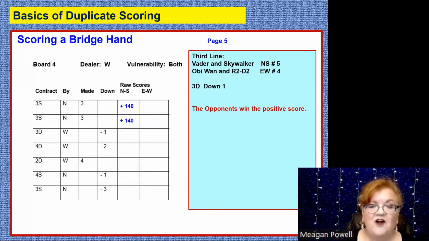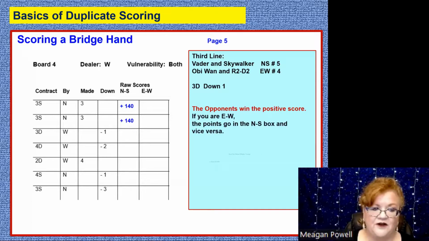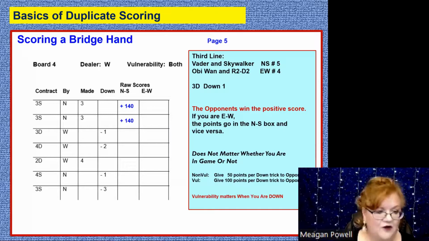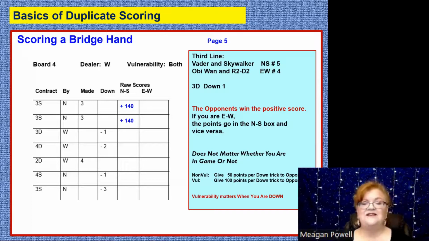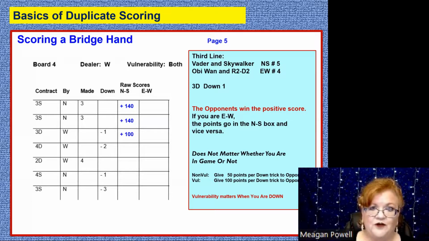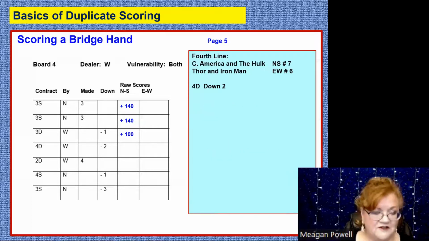Now, when you are vulnerable, and everybody is on the board 4, and you are down 1, you have to give the opponents plus 100, right? Doesn't matter whether you're in game or not, but vulnerability does matter when you're down. If you are vulnerable and down 1, it's 100 points for the opponents. Now, East-West with a declarant and dummy, they have to give the plus 100 in the North-South column. So far, so good?